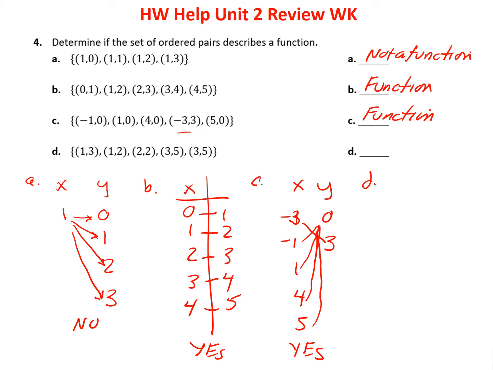And finally, D, I have 1, 2, 3 for x. 1, 2, and 3. And my values here are 2, 3, and 5. So first of all, 1 goes to 3, and then 1 goes to 2. 2 goes to 2, 3 goes to 5, and 3 goes to 5 a second time. That's okay because it's the same thing, but here's our problem right here. 1 to 2 and 1 to 3. You can't have one value going to two values. So this is no, this is not a function.